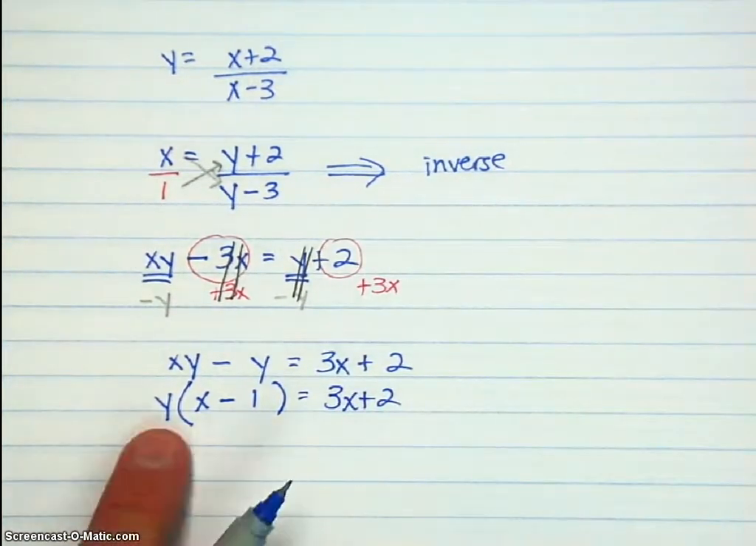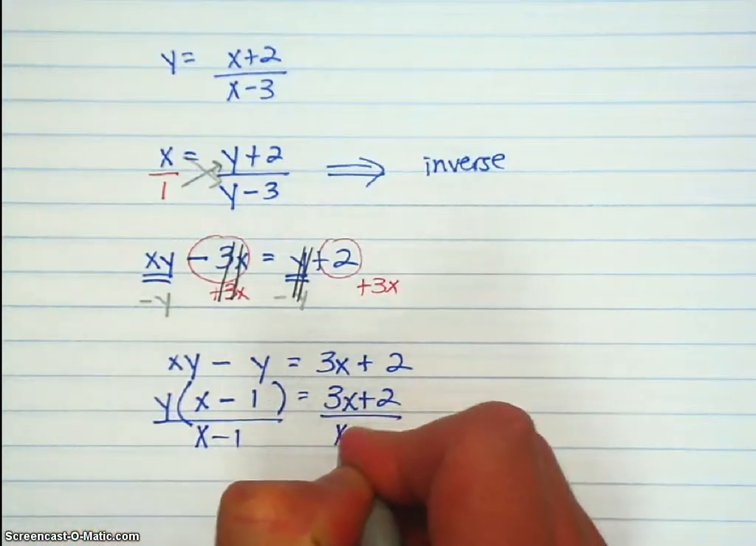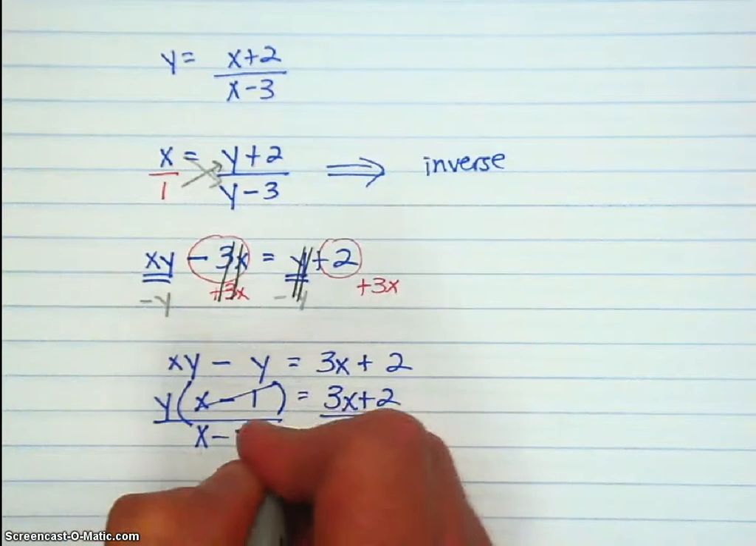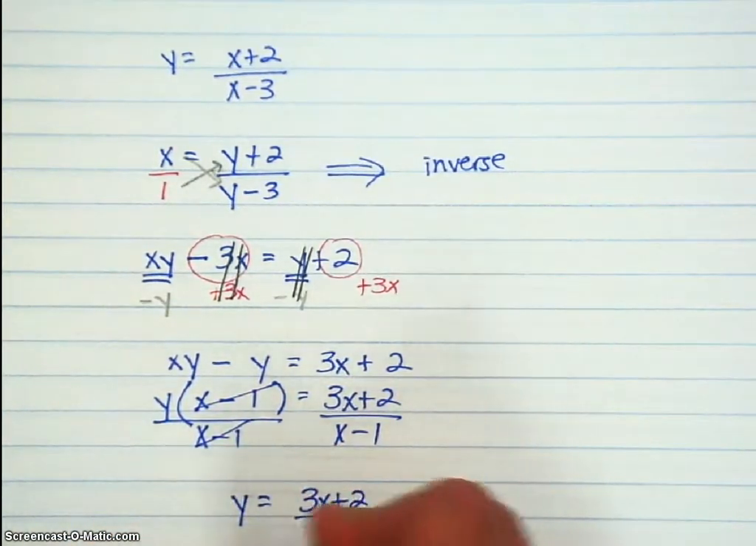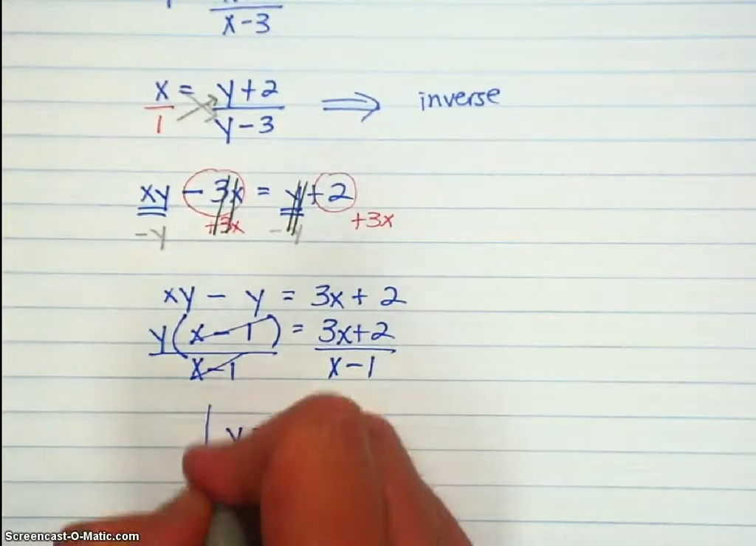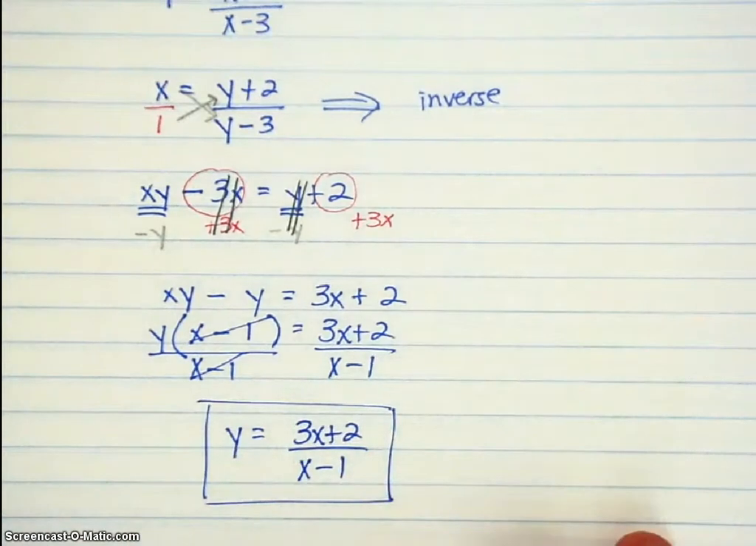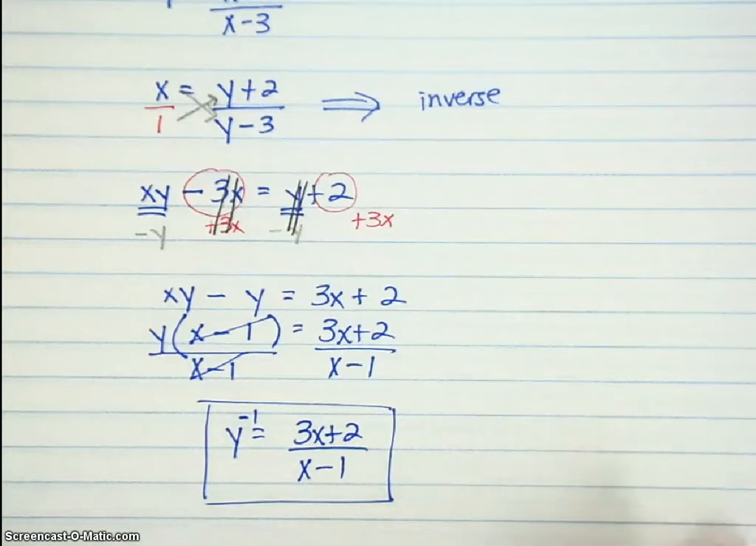All right? And then remember, I'm trying to solve for y. So the last step is I want to divide this by x minus 1. And when I do that, the x minus 1's cancel. And we get y equals 3x plus 2 over x minus 1. And that is the inverse. Now, to signal that it is the inverse, we just put a -1 on the y there. y raised to the -1, that means y inverse, and that is my answer for the inverse. Okay? So that's how you find the inverse for a rational.